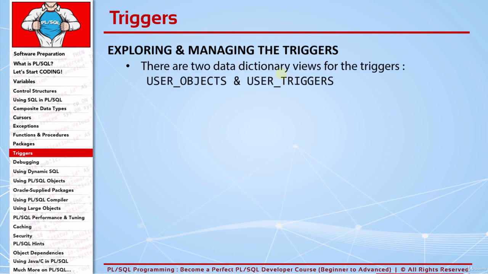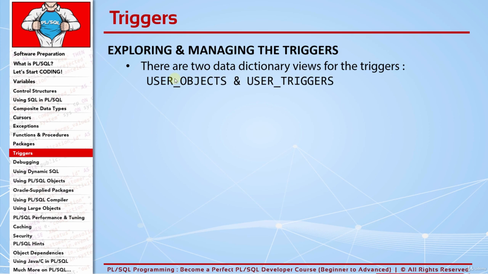Now, we have two different data dictionary views for that. User objects and user triggers. You know the user objects data dictionary view already. In here, we can check whether it is valid or not, or we can check the create dates, last modified dates, etc. The second one is the user triggers data dictionary view. In here, you can find the type, event, base table name, status, create code, etc. of the triggers. This view has a lot of information about the triggers.